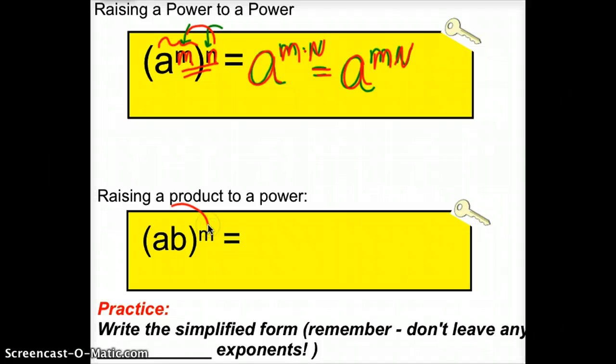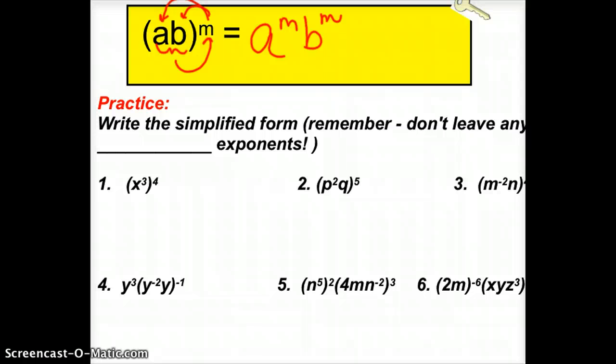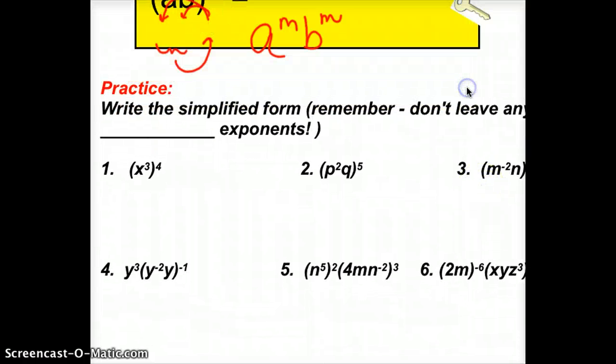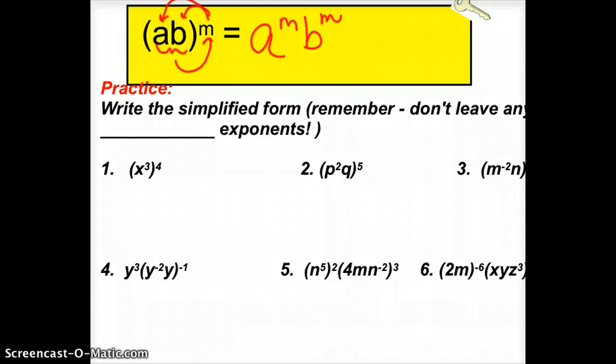Our product to a power, and product means multiply, and I'm taking it to a power. I simply can bring it in to everything in the parentheses. So we're going to practice down here on the bottom these problems that involve, I'm going to move this out of the way, all the properties we've learned so far.